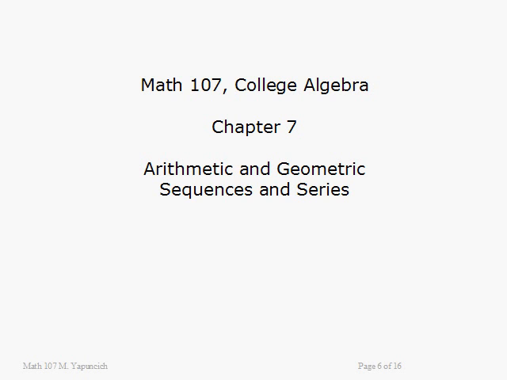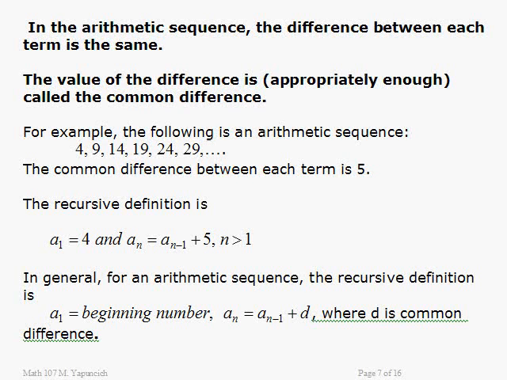In Math 107, as far as series and sequences are concerned, we generally study the arithmetic and the geometric sequences and series. In an arithmetic sequence, the difference between adjacent terms is always the same. Here's an example of an arithmetic sequence.